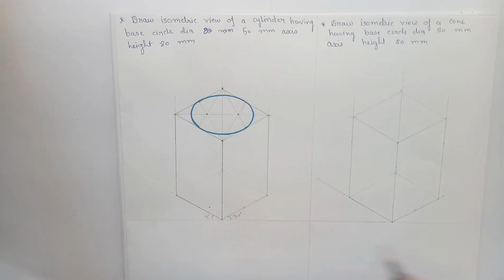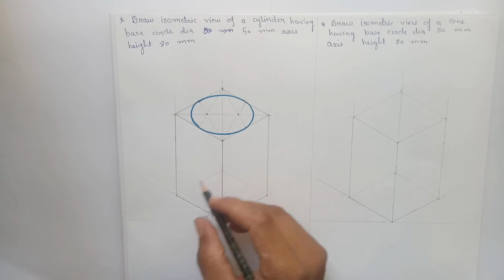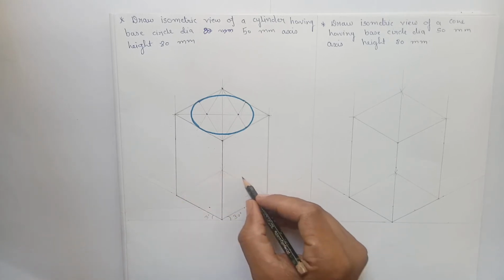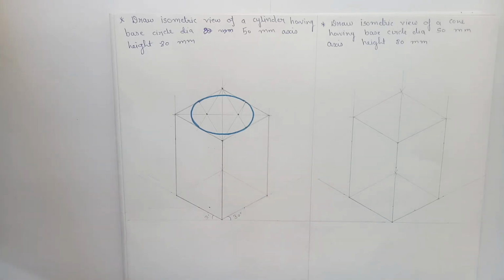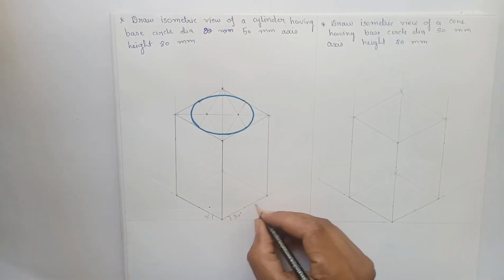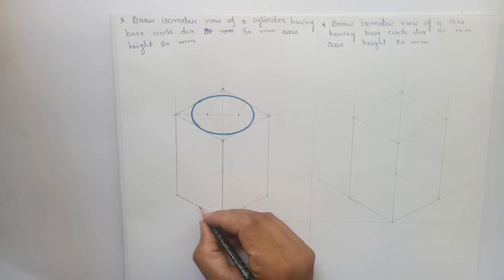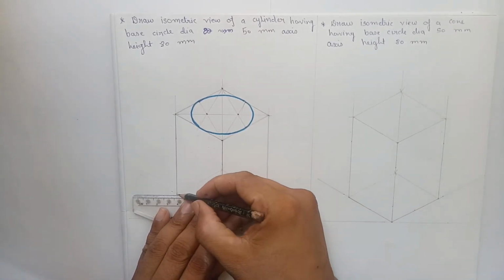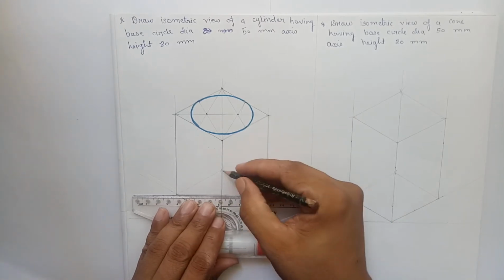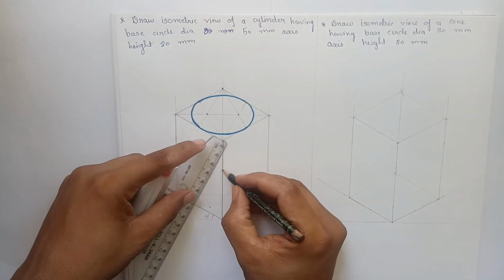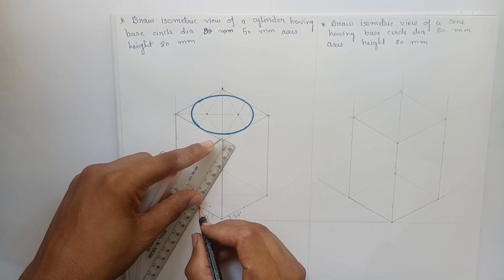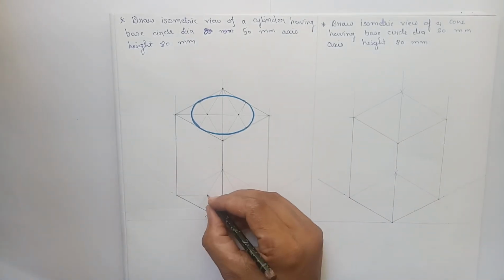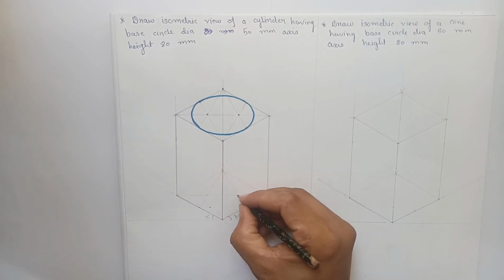Now we have to draw the base of the cylinder, and if you want to draw the base of the cylinder, first of all draw the base of the square prism, which is a rhombus. Mark the midpoint of the edge. Join the diagonals of the rhombus. Connect the corners to the midpoints to define the other centers, 1, 2.